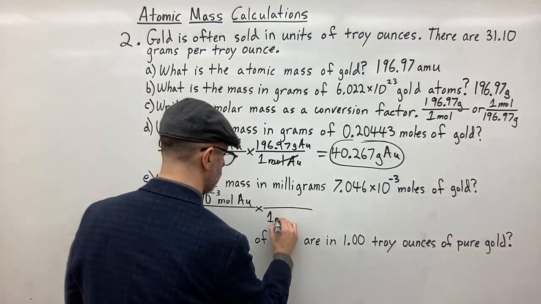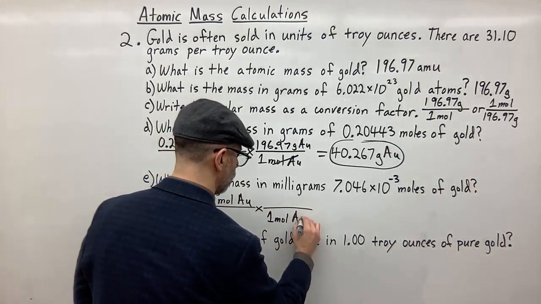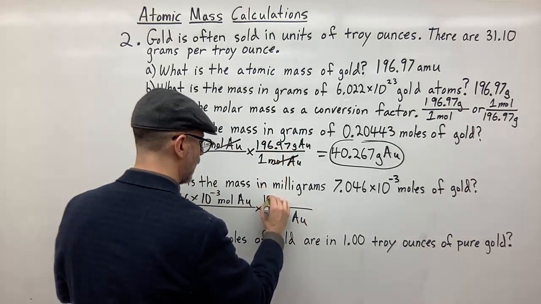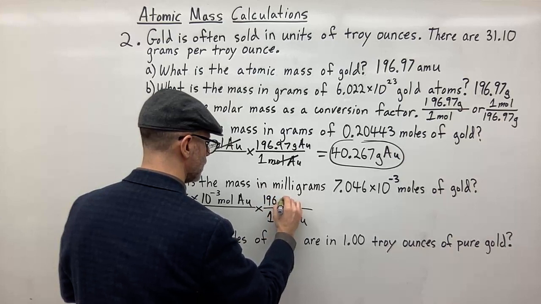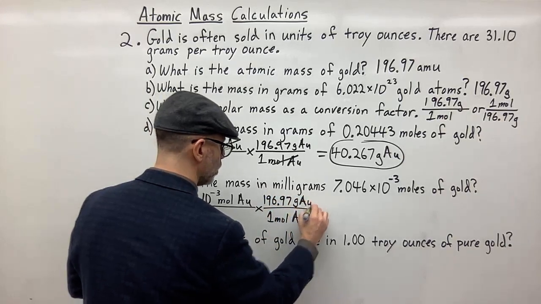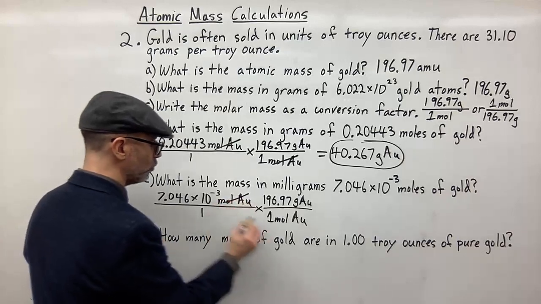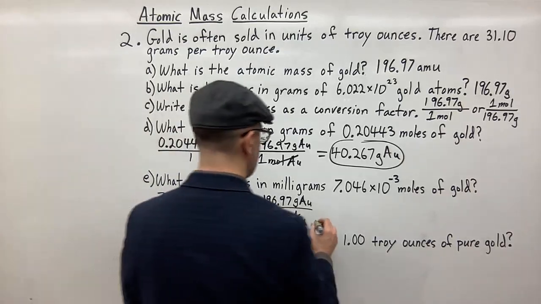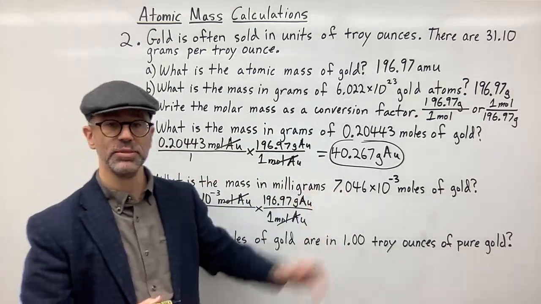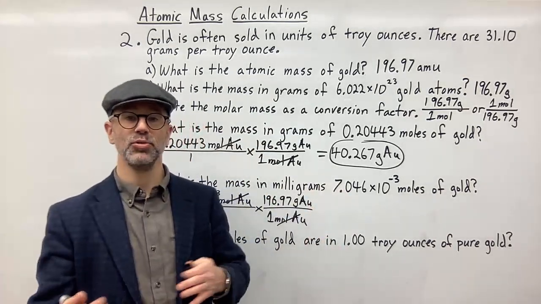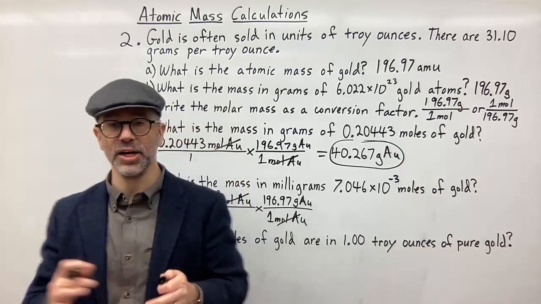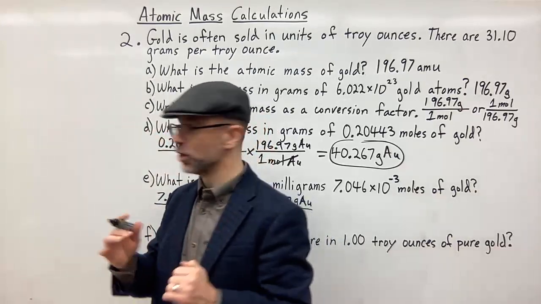So 1 mole of gold, and then the 196.97 grams of gold goes on the top. So moles of gold cancels out. Now I have grams. So now I can get to milligrams, but I need a conversion factor between milligrams and grams. You need to know your prefix multipliers. You need to know your metric unit conversions.